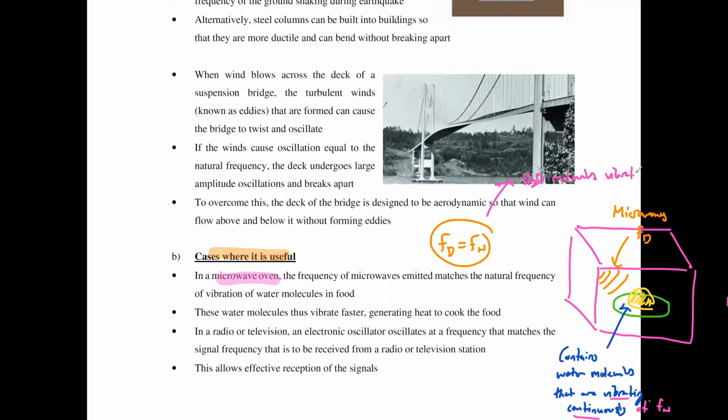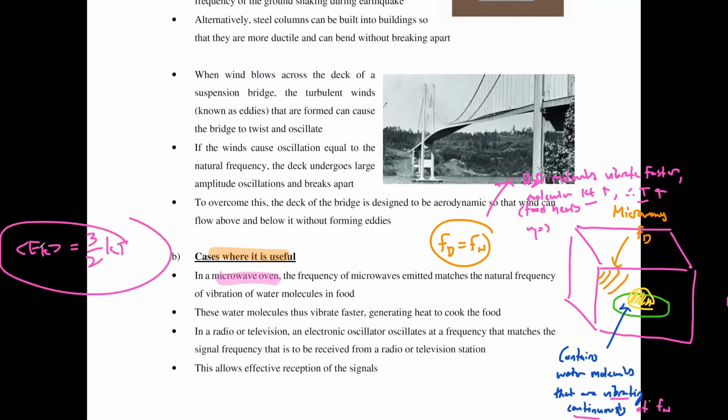vibrate faster. The molecular KE increases, therefore the temperature increases, and your food heats up. You've learned the relation between molecular KE and temperature in ideal gas, where we tell you that the mean molecular KE is actually 3/2 kT, isn't it? So here, you're relating to something from that.